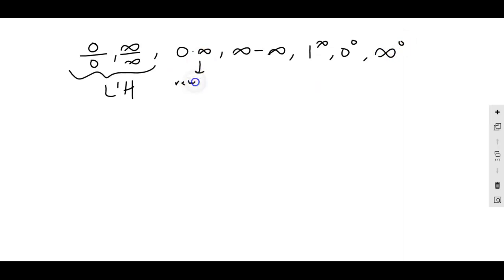For one of them, it was to rewrite as division. For another, it was to combine fractions. And then the strategy for all of the power ones was to basically use natural logs, right? And that had a ton of algebra.